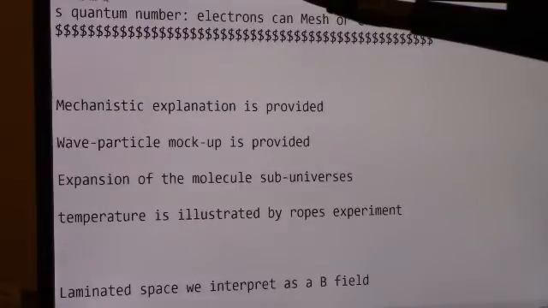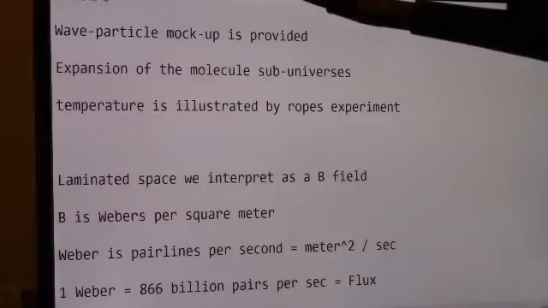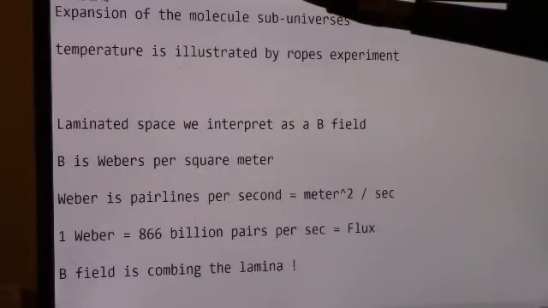So I've given you a mechanistic explanation. The wave-particle mock-up was provided where the wave is these ropes. Now, temperature is illustrated. I think I showed you wildly swinging ropes that didn't wrap around to make a molecule with a different atom, but the ropes in the same atom wrapped around each other, preventing molecules from forming. So much like reality. I tend to think this is an accurate model.